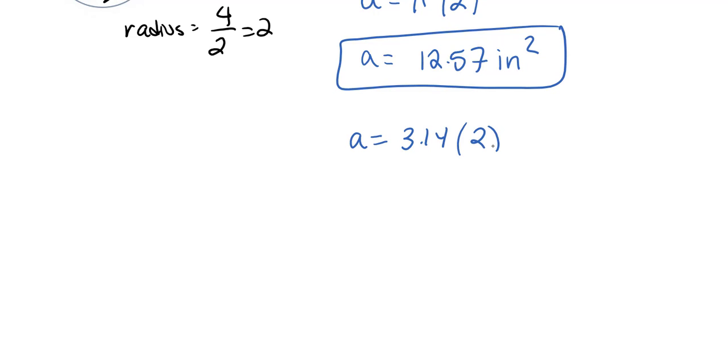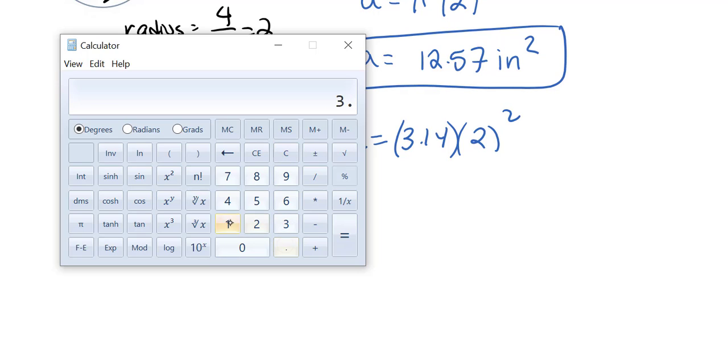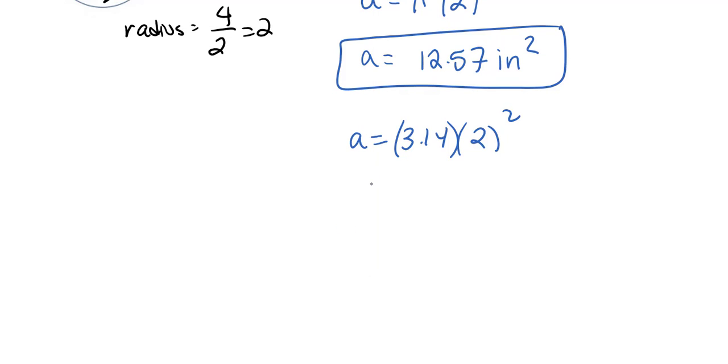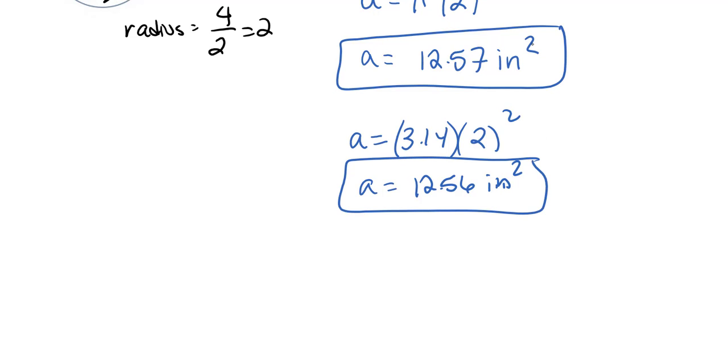Now, what if instead we put 3.14? I just want to show you. So 3.14 times 2 times 2 is equal to 12.56. Notice how we only differ here on the hundredth. That makes sense because this pi button on the calculator uses a lot more numbers, so it should have a little bit higher of a number. But they're very similar, so that's why you can use either one. You can use the pi button or just use 3.14 when solving.